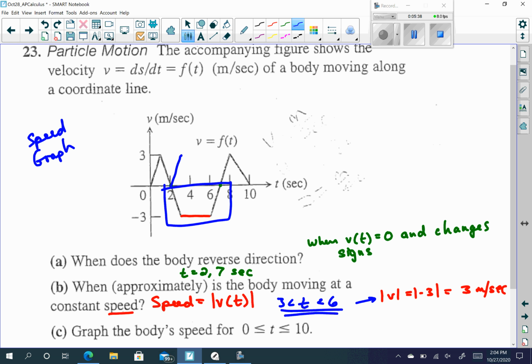Let me draw it a little better. So it's just going to take any negative value for velocity and reflect that. Let me get that out of the way now.